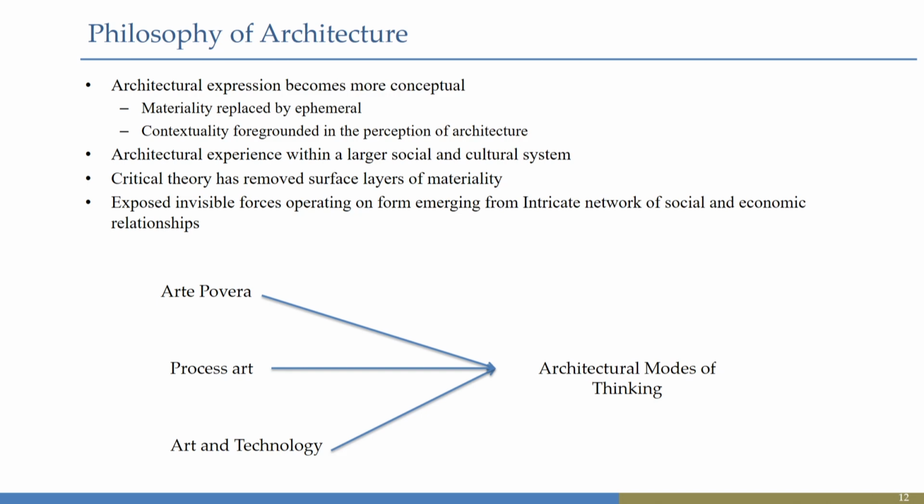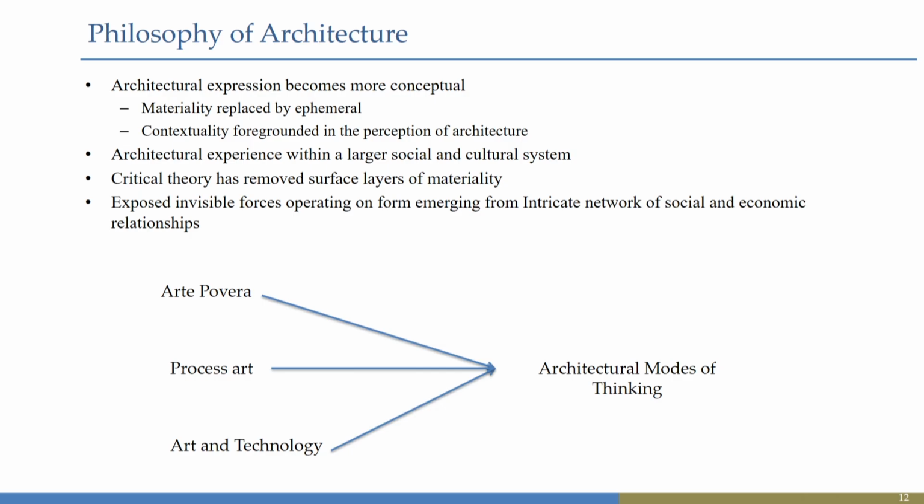It has also exposed invisible forces operating on form, emerging from an intricate network of social and economic relationships. So, forces that were invisible, forces that were hidden, forces that were emerging from power centers. Those forces were invisible earlier. Now, critical theory has exposed those invisible forces, and it has bared this intricate network of social and economic relationships which we were not privy to earlier. So, critical theory has also played a role in exposing the influences on architecture that generally people were not aware of.